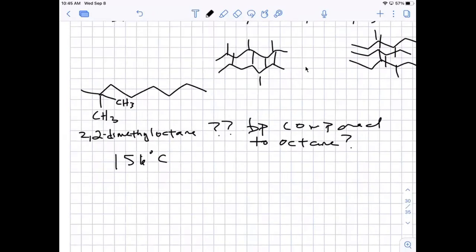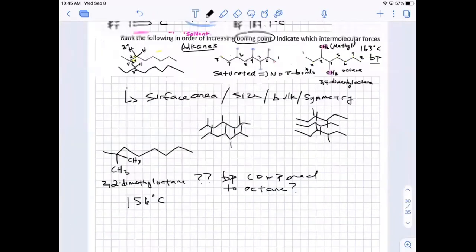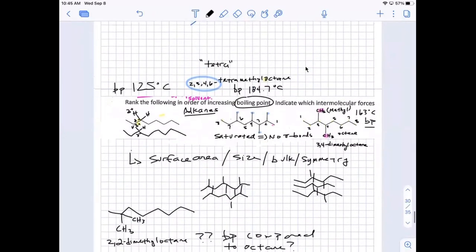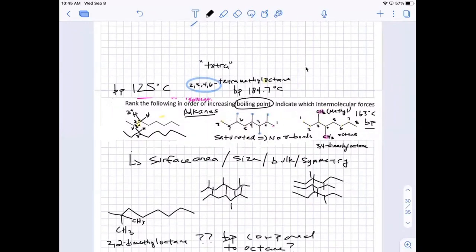That's interesting though. One of these, I think the 2,3,4,6, is the actual additive in gasoline to prevent knocking. That's what the rating on the gas, 87, 89, 93, is based on: how much of this compound is in there, that 2,3,4,6 tetramethyl octane.